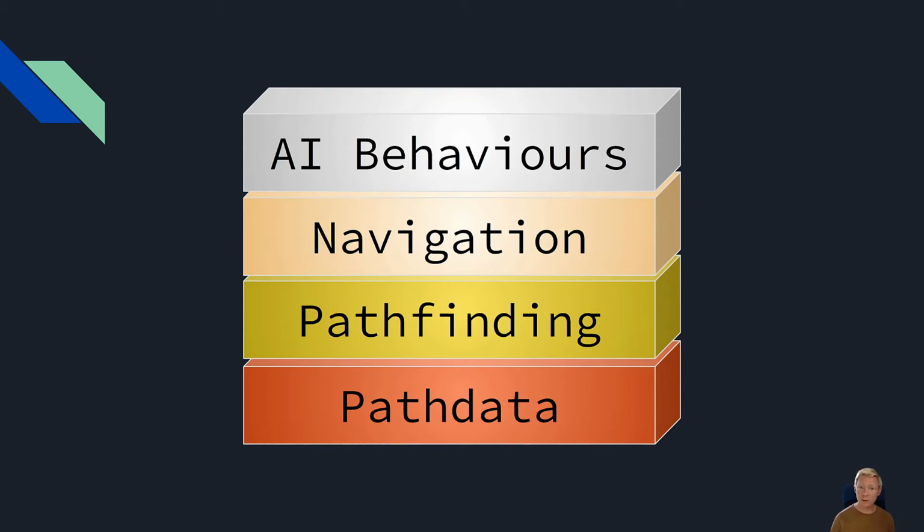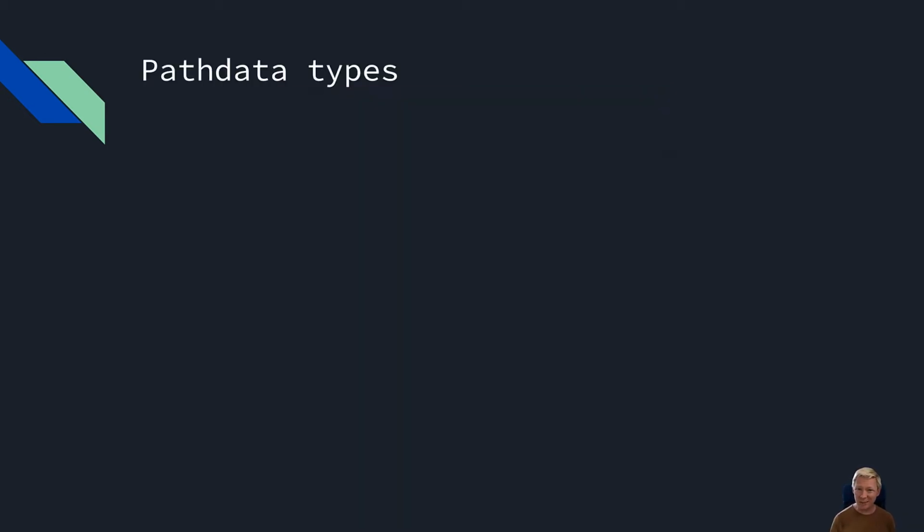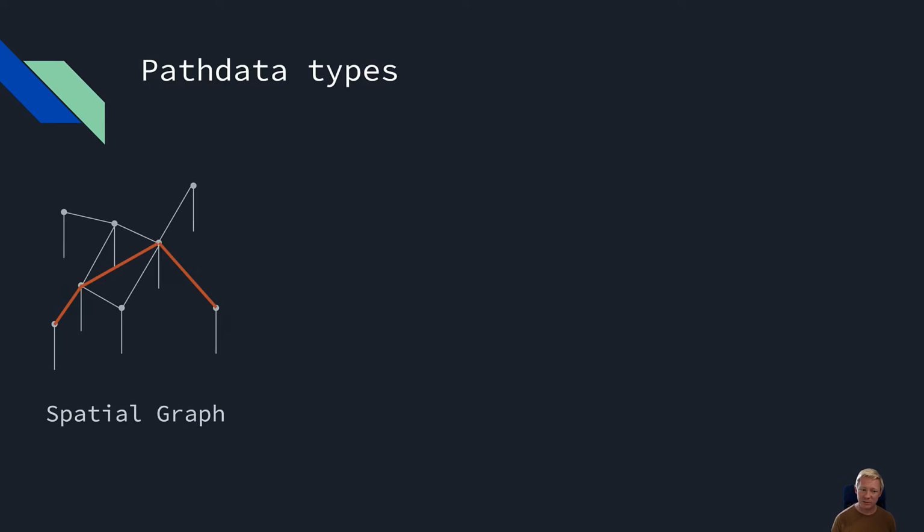To kick off, a bit of background on path data. We've got a bunch of different types. One of the earliest types is something called a spatial graph. We can generally differentiate the different types of path data based upon what each one uses as its node. Path data is a whole collection of nodes linked by edges, and we move from node to node through edges to get to our destination.